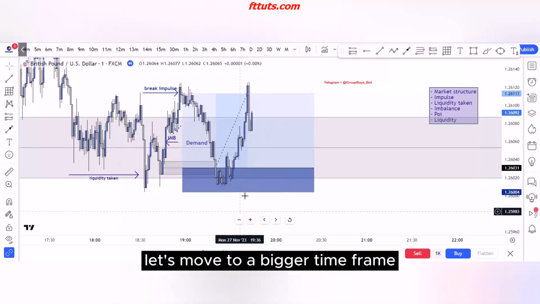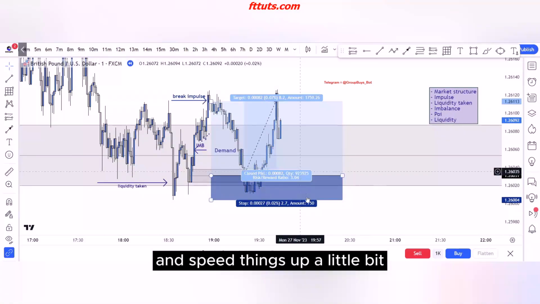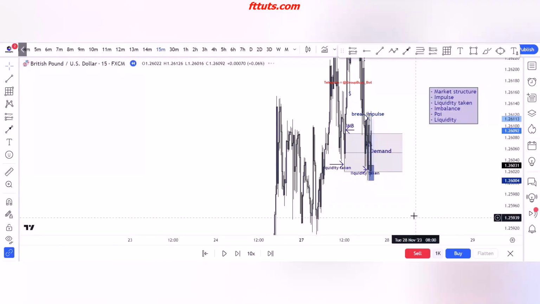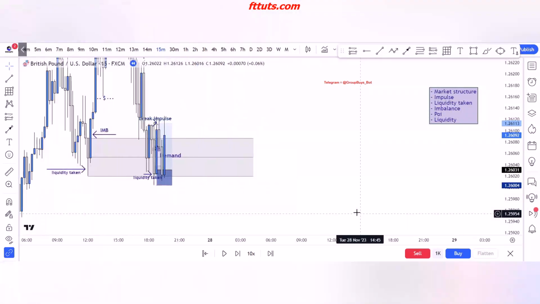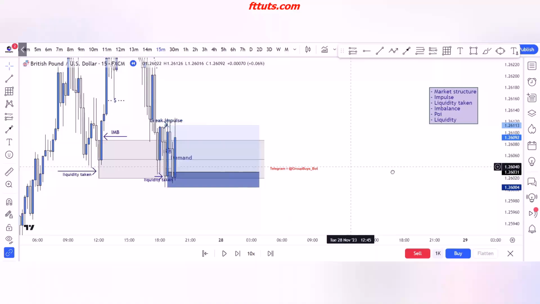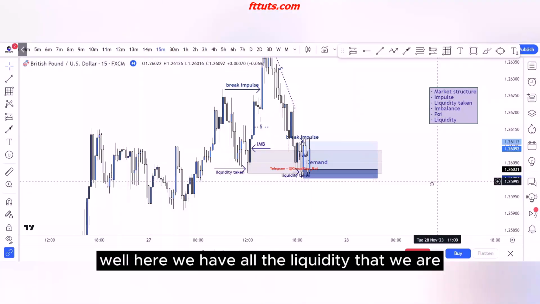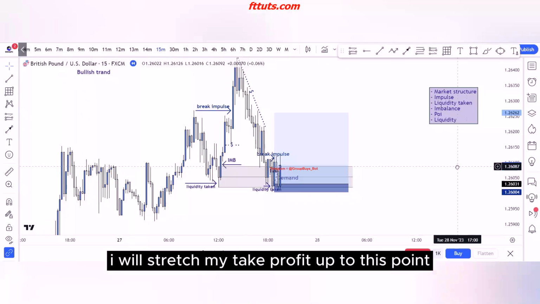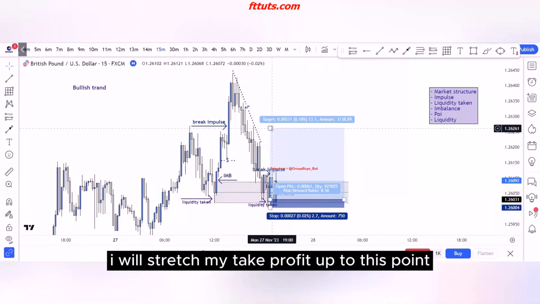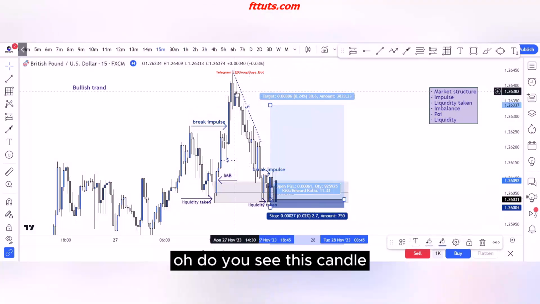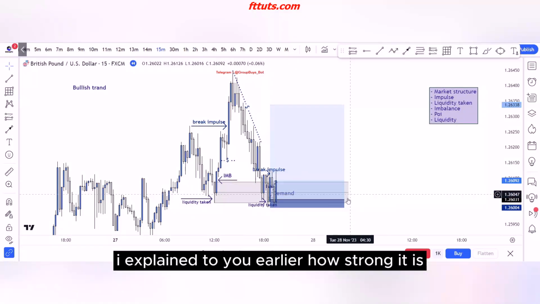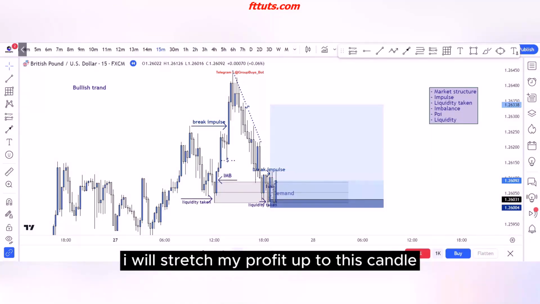Let's move to a bigger time frame and speed things up a little bit. Well, here we have all the liquidity that we marked earlier. I will stretch my take profit up to this point. Oh, do you see this candle? I explained to you earlier how strong it is. I will stretch my profit up to this candle.